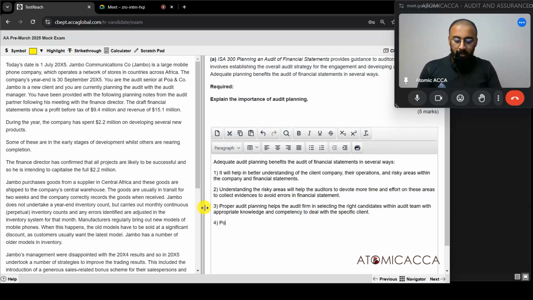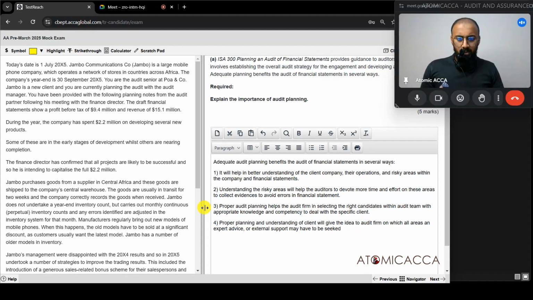So proper planning and understanding of the client will give the audit firm an idea on which areas expert advice or external support may have to be requested. That word doesn't look right. Which areas an expert advice or external support may have to be requested for, in order to complete or support the audit.